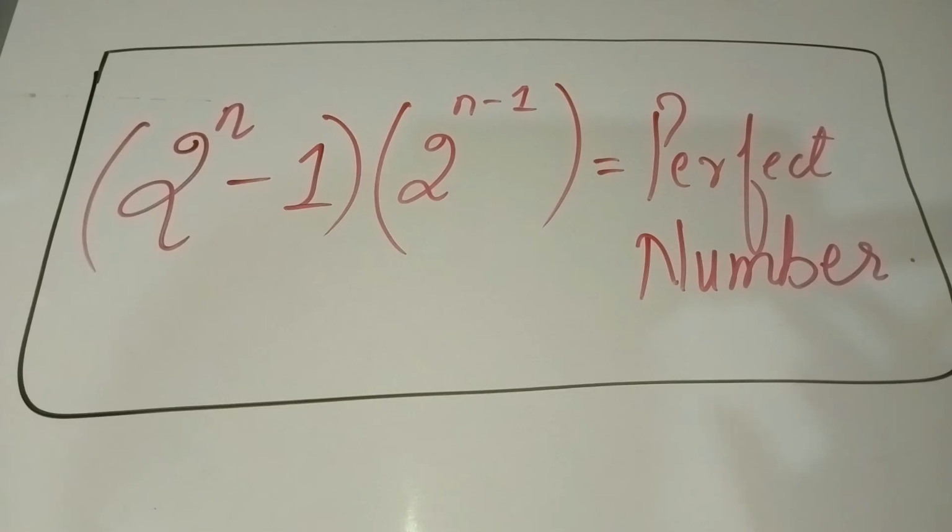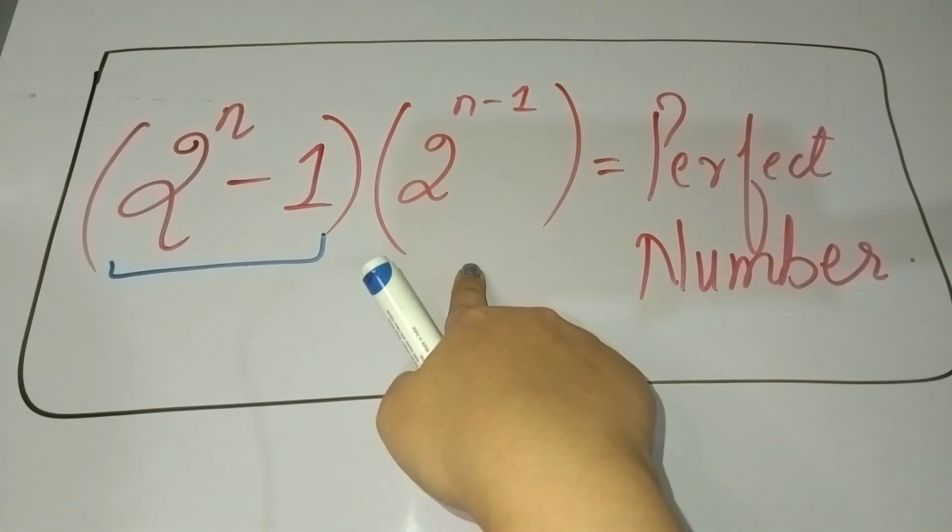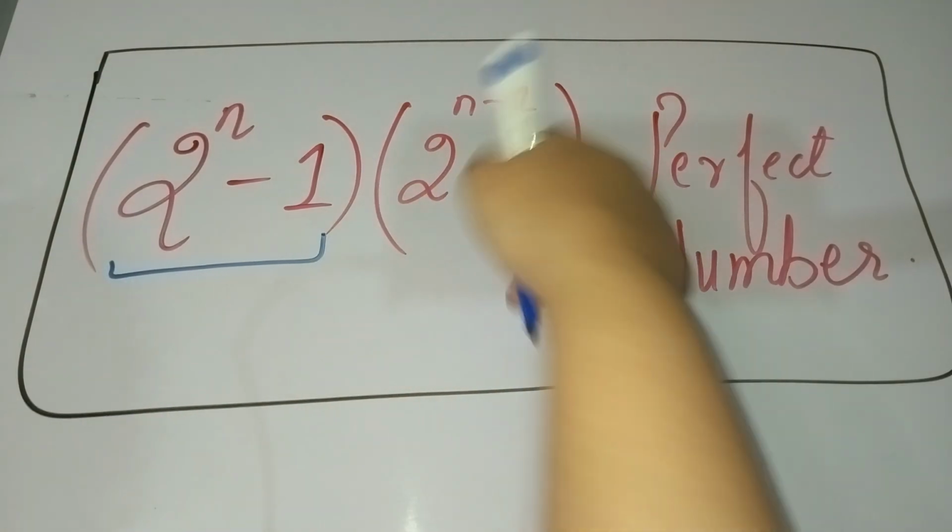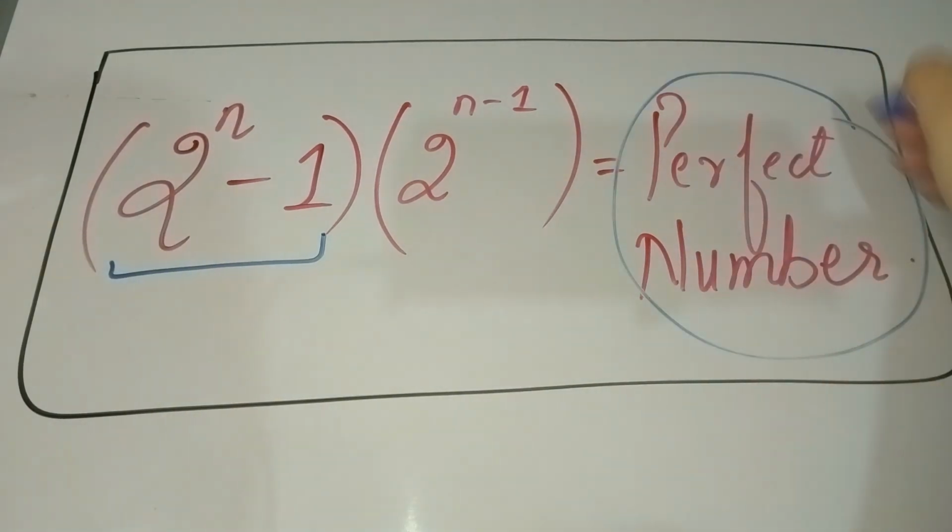Okay, let me write it. So this is the general formula we got. This is Mersenne number. Now Mersenne number, when multiplied with 2 to the power n minus 1, we always get a perfect number. I hope it's clear. Let's see and observe more patterns.